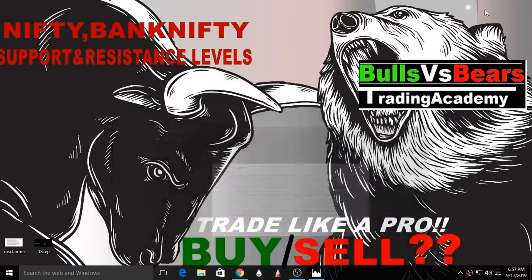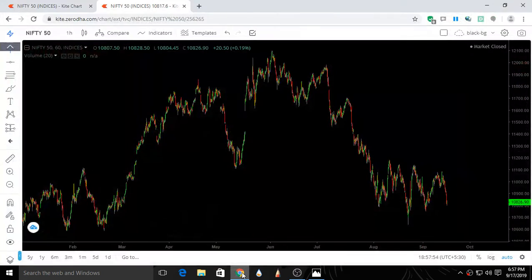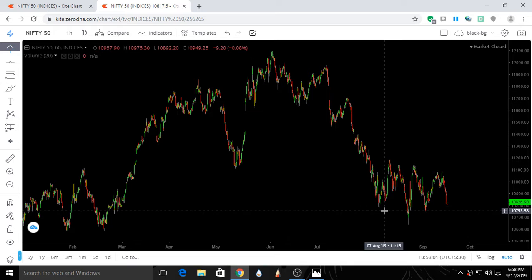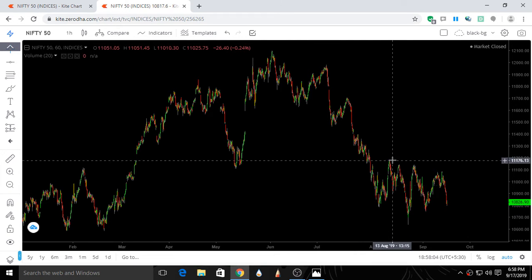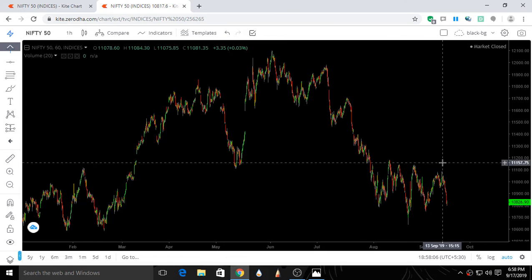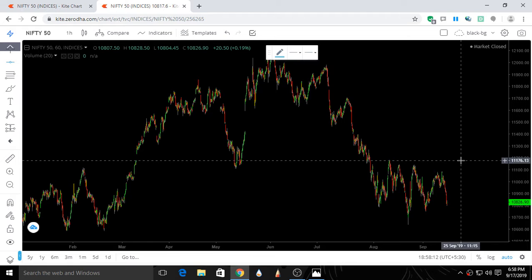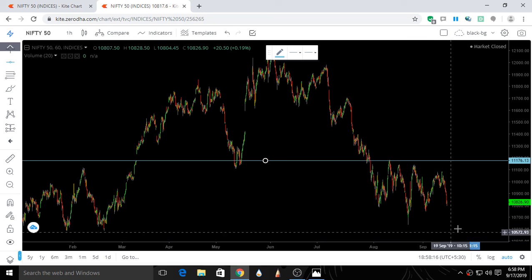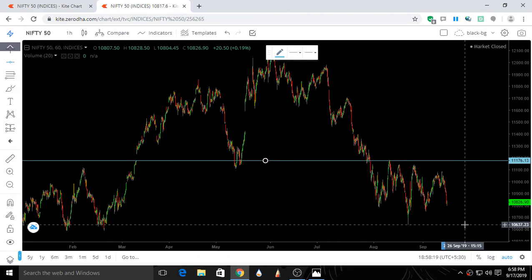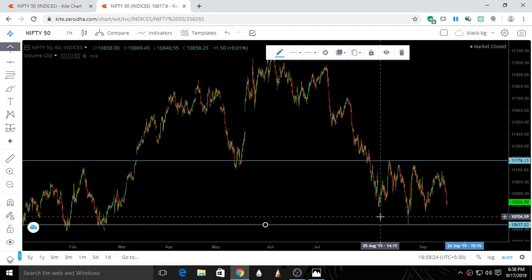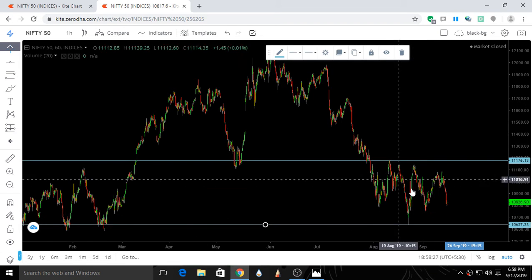So let's go to the analysis part. This is the 1 hour chart of the Nifty. So what is Nifty doing? Nifty is going up, coming down, going up, coming down, going up, coming down. So we are in a range of 11,177 and 10,637. Nifty is moving in this range since August. It has been more than 45 days we are moving in this range.